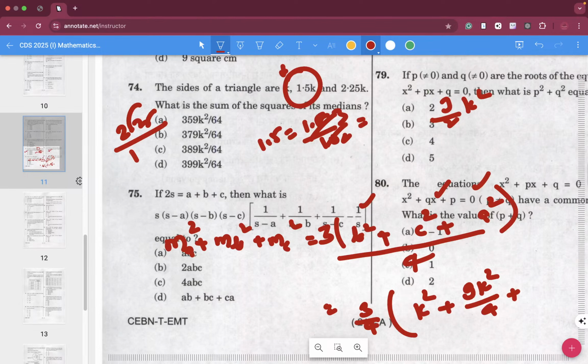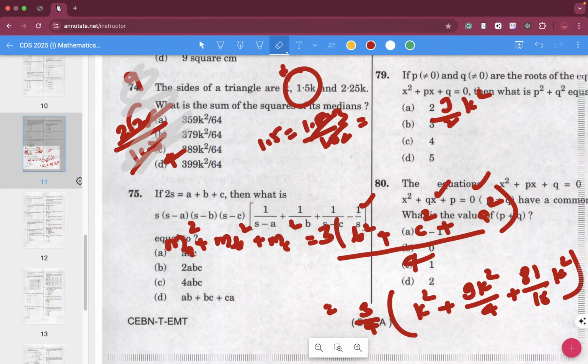We can write it like this, which is 4, and over here how much? Which is 9, okay? So which means 81 by 16 k square, right? Okay, now these are all your rough figures, these are all your rough numbers.